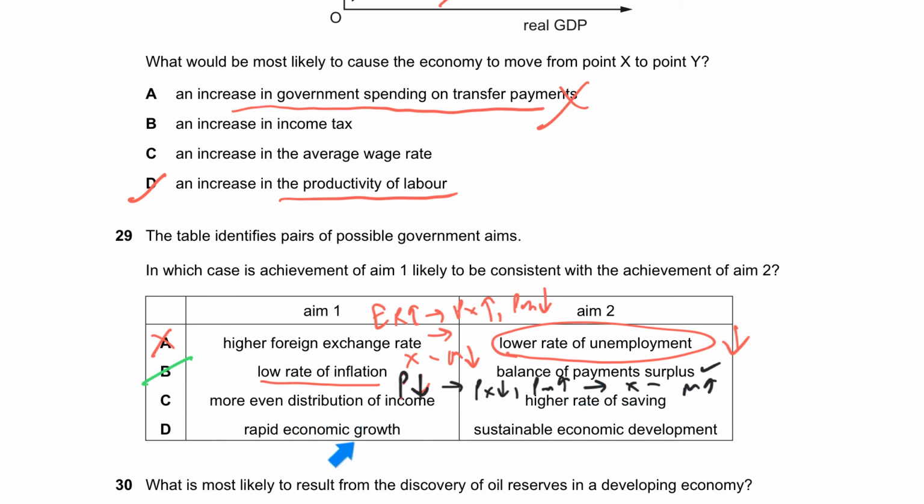And D says rapid economic growth. Rapid economic growth results in not sustainable economic development. In fact, there could be a rise in pollution, a rise in use of non-renewable resources. So D can't be the right answer. So the best answer here is B.